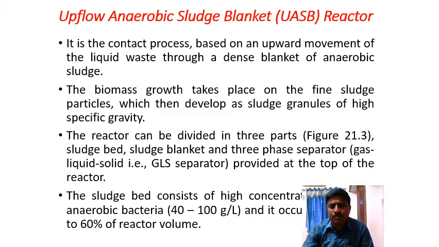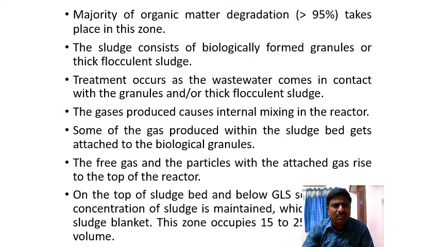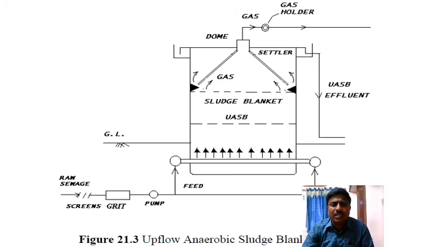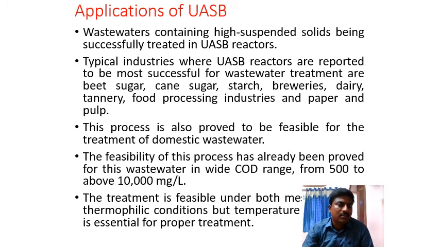Next we move to the application of the UASB reactor. These reactors are mostly preferred for wastewater containing very high suspended solids. We can use the UASB reactor for industries having very high organic pollutants, like beet sugar, cane sugar, starch, breweries, dairies, tanneries, food processing industries, and paper and pulp industries. From these industries, the COD level is somewhat higher. This is also a proven technology for domestic sewage.